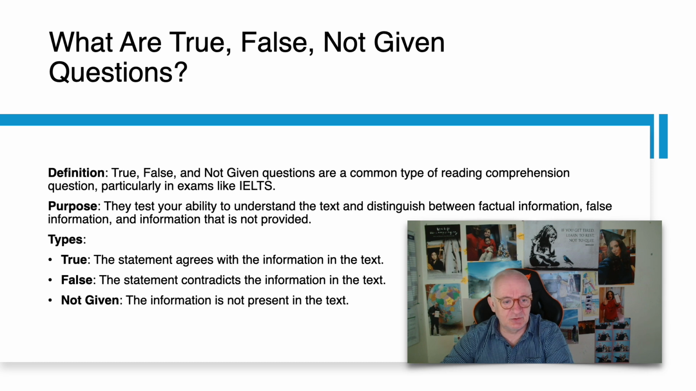Let's take a look at what true, false, not given means. It's a very common question that we'll get on both IELTS and TOEFL. True means that the information that's given to you in the question matches with the passage text. False is the opposite, so the text will be contradicting what the statement is. And not given means we're not able to tell, we don't have the information to give them the answer.